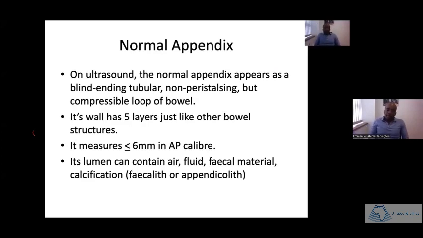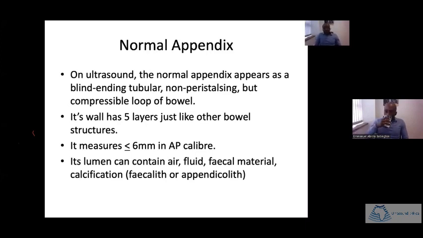The appendix measures up to 6 millimeters when it's normal in AP caliber. That's a combination of the entire anterior posterior caliber of the appendix. So the wall tends to be around 2.5 to 3 millimeters when it's normal. So it's less than or equal to 6 millimeters in total AP caliber when it's normal.